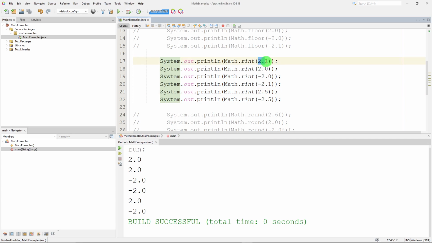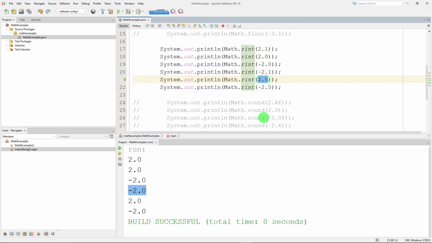So this is traditional rounding, just like you learned in grade school. So 2.1, the nearest whole number, 2.0. 2.0 stays 2.0. Negative 2.0 stayed negative 2. Negative 2.1 got rounded to negative 2. It's the closest integer. So we're always going to the closest integer. We're not always going to the right, we're not always going to the left. We go to the nearest integer regardless of whether we're moving up or down the number line. 2.5, we got 2.0, and negative 2.5, we got negative 2.